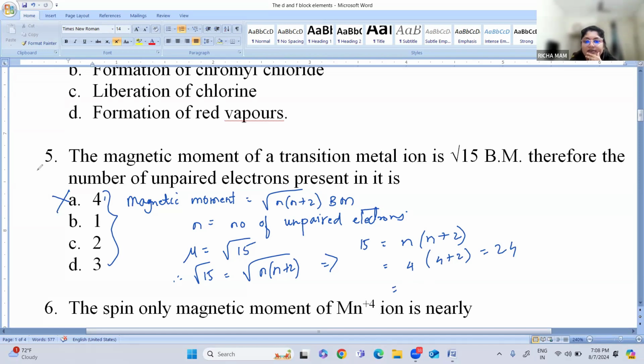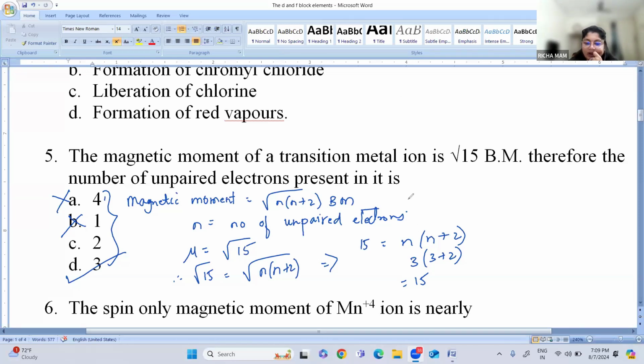Next, if I take n as 1, 1 into 1 plus 2 is 3. This is also wrong. If I take n equals 2, 2 into 2 plus 2 is 4, 4 twos are 8. This is also wrong. Let us take the last one, 3. 3 into 3 plus 2: 3 plus 2 is 5, and 5 threes are 15. So which is the answer? D. Janvi and Lubna have answered D.